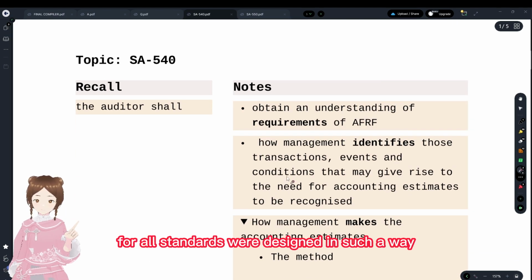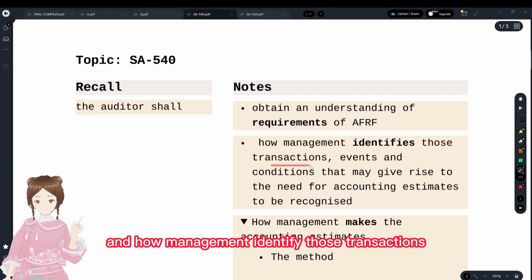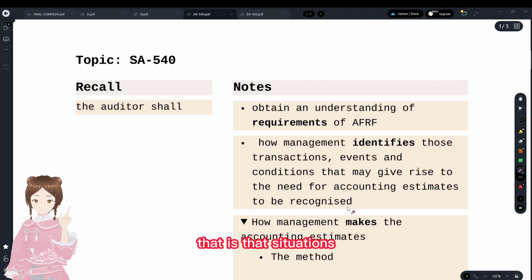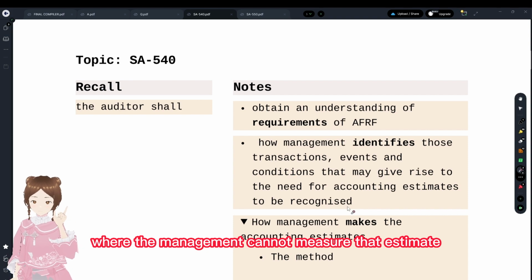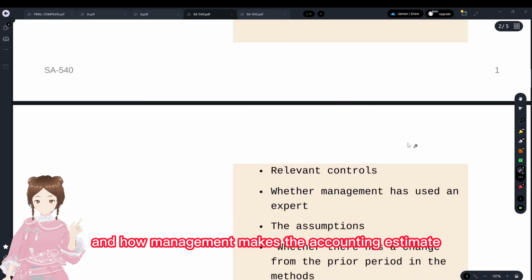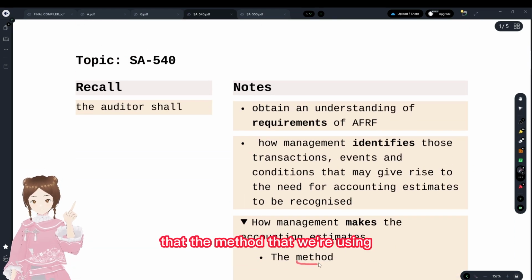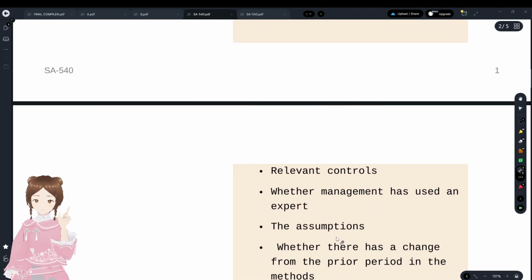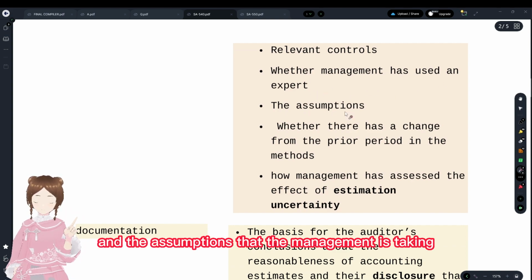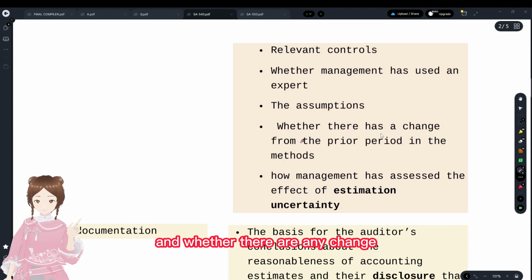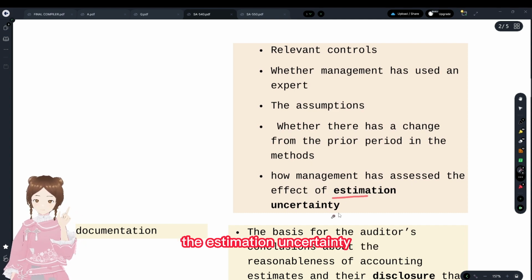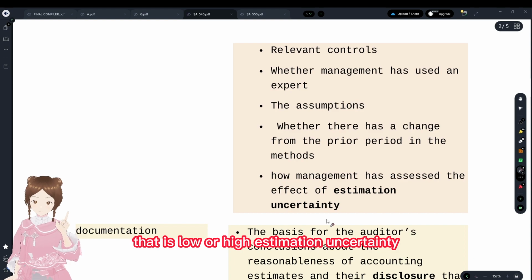All standards were designed in such a way. And how management identifies those transactions that give rise to accounting estimates to be recognized, that is, situations where the management cannot measure that monetary amount. And how management makes the accounting estimate, the method they were using, and the relevant controls with regards to that, whether management had used any expert, and the assumptions that the management is taking, and whether there are any changes with regards to prior period methods, and how the management had assessed the estimation uncertainty, that is, low or high estimation uncertainty.